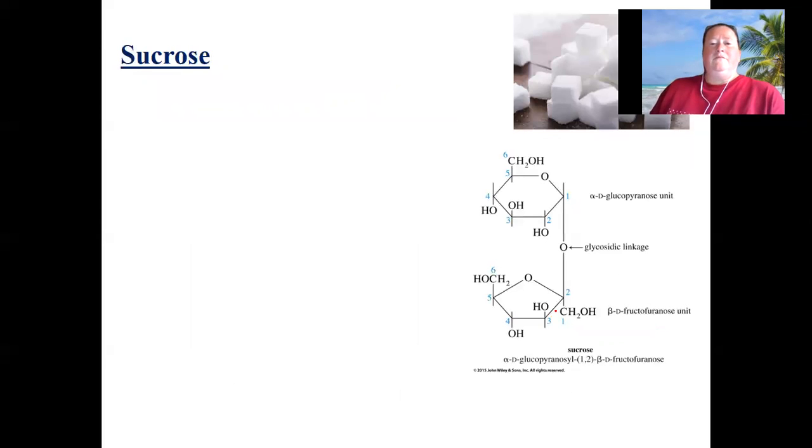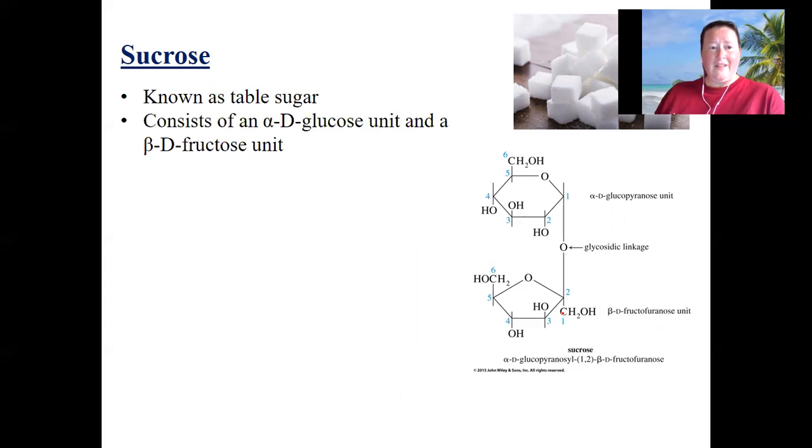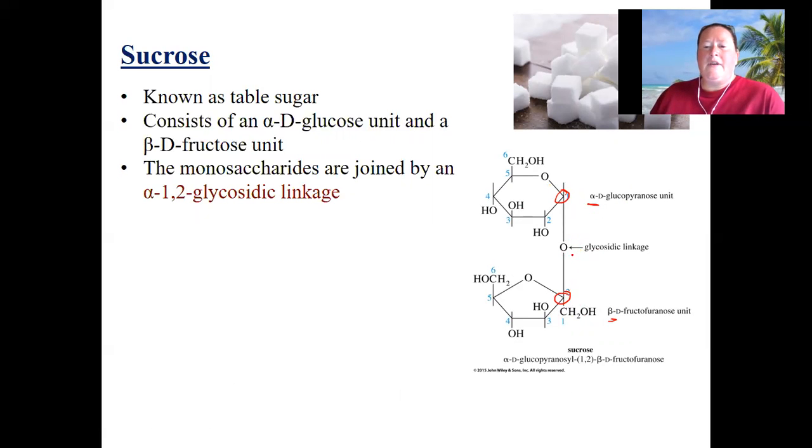So the next one I want to talk about is sucrose. Sucrose is table sugar. It has a different type of linkage, and it's made of an alpha glucose unit and a beta fructose unit, and the linkage for the sucrose is a 1-2 linkage. So it's the alpha hydroxyl group that's a part of it, but an alpha 1-2 glycosidic linkage. So here is a different one other than 1-4, which is what we've seen before.